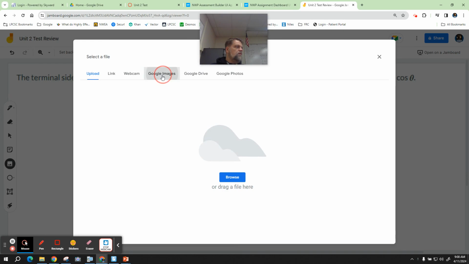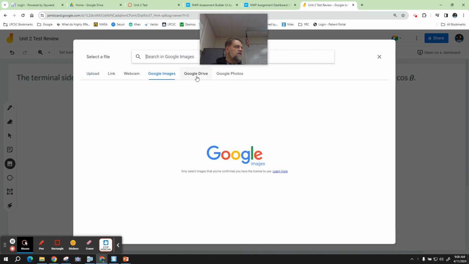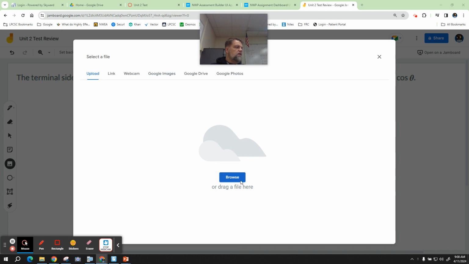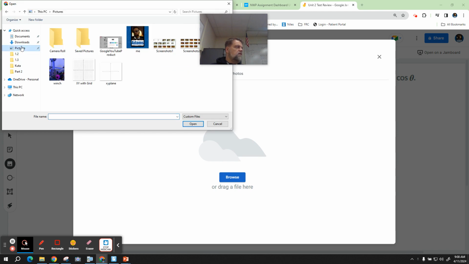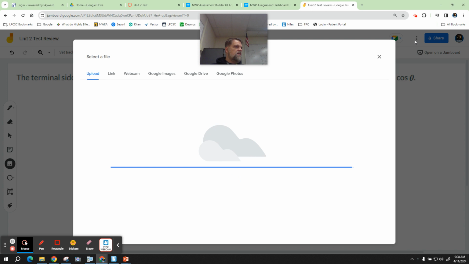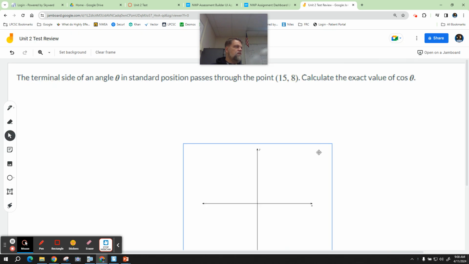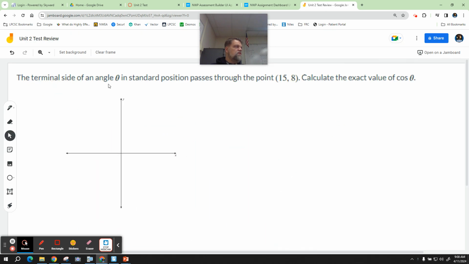Alright, so for problem number 1, they give us a coordinate point, and they want us to find cosine. So basically what they do is they say the terminal side of angle theta is in the position that passes through the point 15, 8. So I'm just going to eyeball it. Remember this is x, comma, y. So I would go over like 15 units here and then go up 8. So that would be like right here, 15, 8.